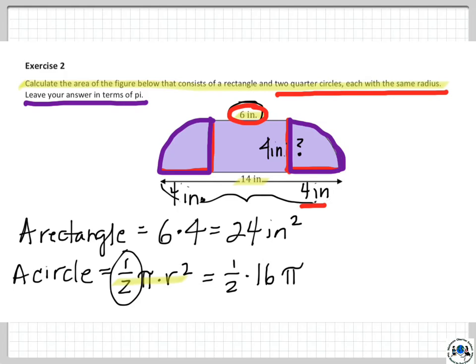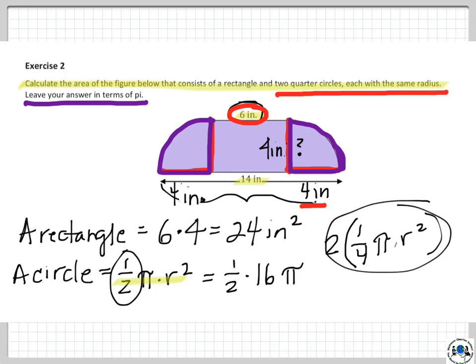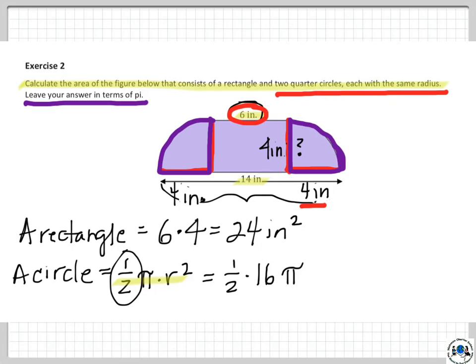Now, if you did 2 times 1/4 pi times r squared, this also would work. That right here is the same as this right here. This would show that I'm finding the quarter circles separately and then multiplying by 2. But what I've chosen to do is do them together right away, and found that those 2 together equal 1/2 circle. So that's where I got 1/2 pi times r squared.